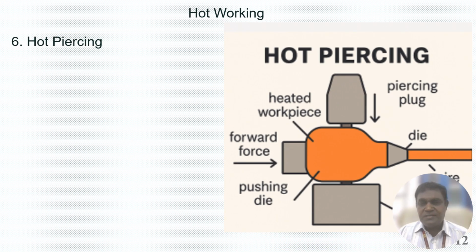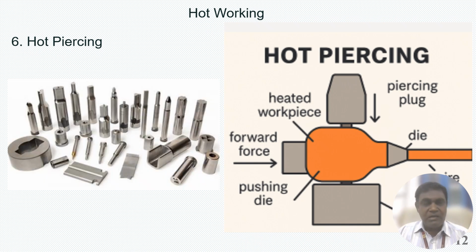Next, hot piercing. In this hot piercing, the heated workpiece is pushed with force through the die. Whatever shape is in the die, that shape of the component will come out with that size and shape, using the pushing die. This setup is called hot piercing. Through this die space, the product will come out. These are the small products you can prepare using this hot piercing process.